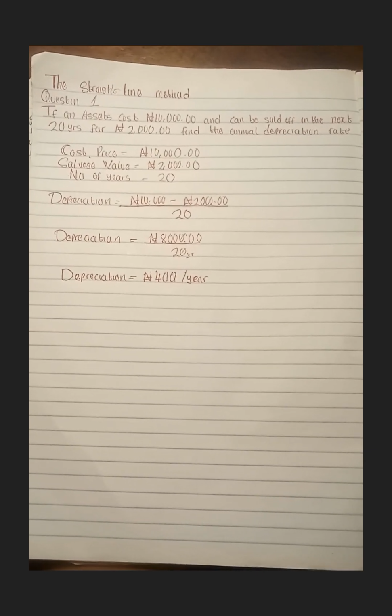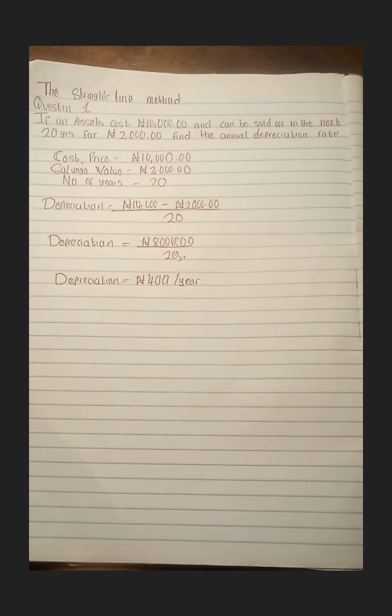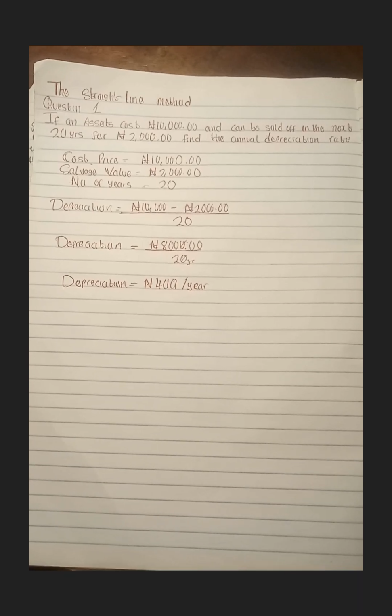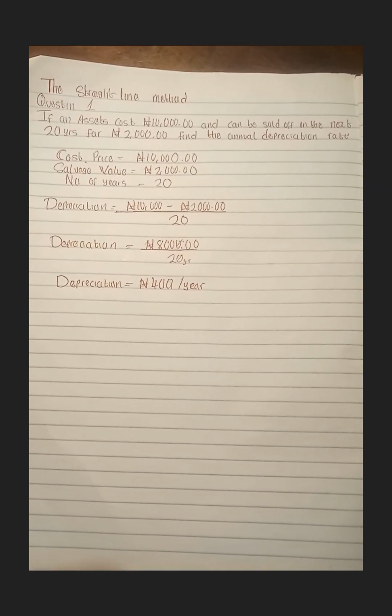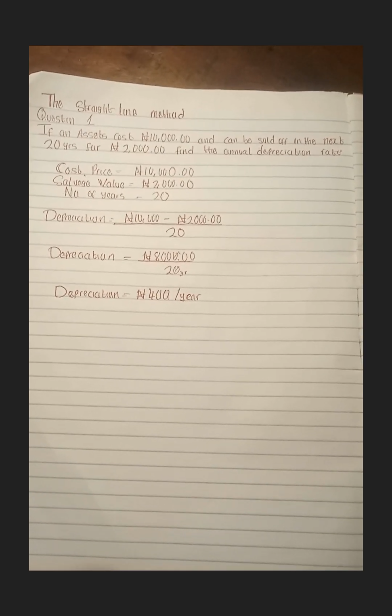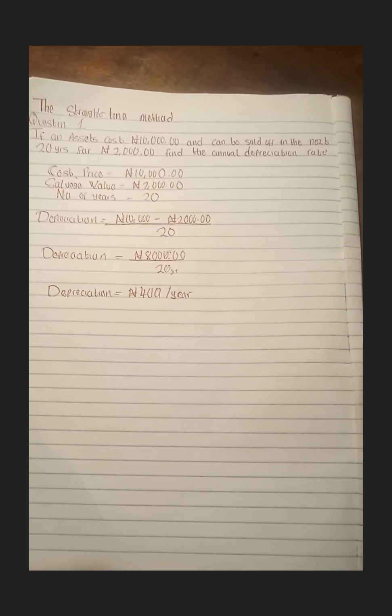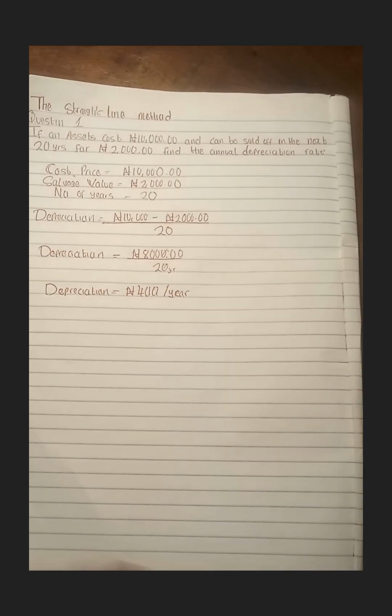The depreciation charge of the asset will be 400 naira per year. Every year one will be 400 naira, year two will be 400 naira, year three will be 400 naira, year four, year five, year six, up to 20 years, and the other subsequent years the rate of the depreciation will be 400 naira. That is straight line method.